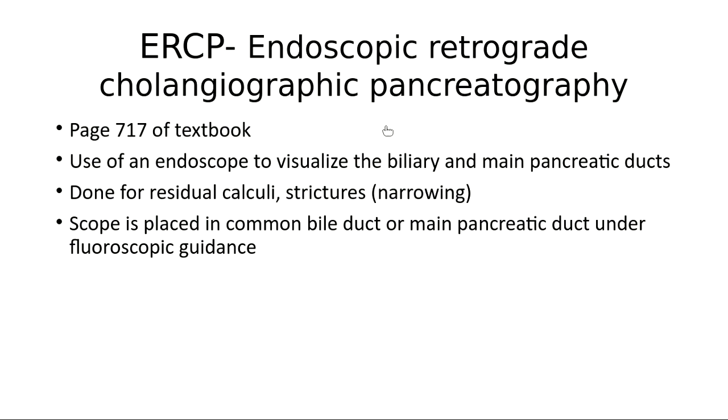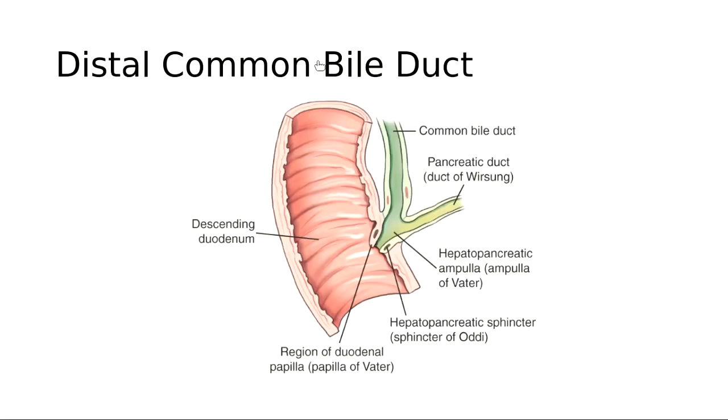So we use an endoscope to visualize the biliary system and the main pancreatic duct. And a lot of times we're looking for residual stones or residual calculi or any strictures in that common passageway or in the two separate passageways. So the scope gets placed in the common bile duct or the main pancreatic duct under fluoroscopic guidance. So I'll go back. So the scope comes down. The patient is, typically they're not asleep, but they're kind of put in like a twilight state where you could wake them up and have them roll over or do something if you needed to. Otherwise, they're just kind of super sleepy and not really aware of what's going on.